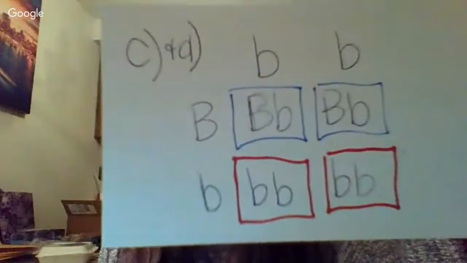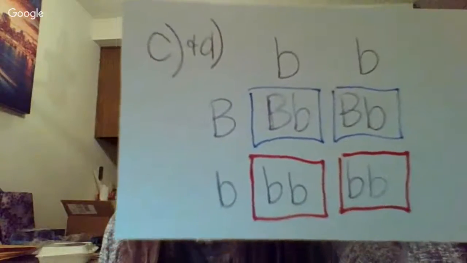For D as well, because it says that both lack beards, the mother is heterozygous and the father is homozygous recessive. And that gives us this as well, which gives us a 1-to-1 ratio of bearded to not bearded. And on to number 5.